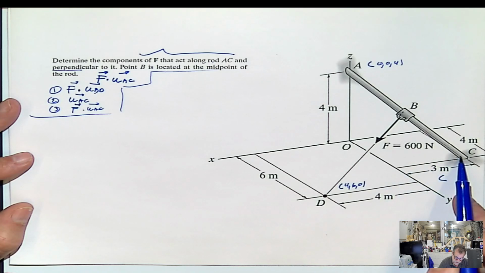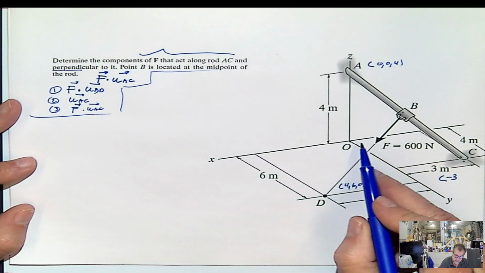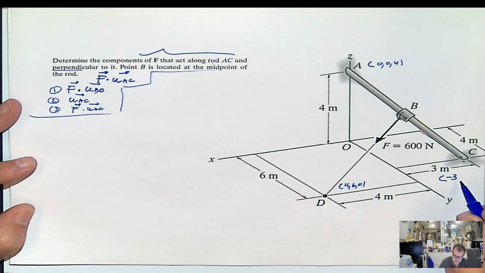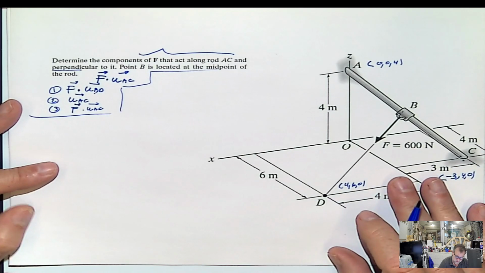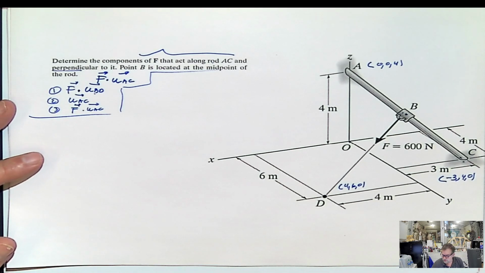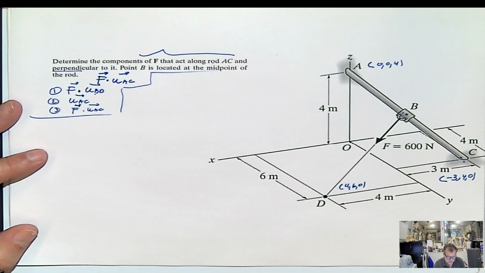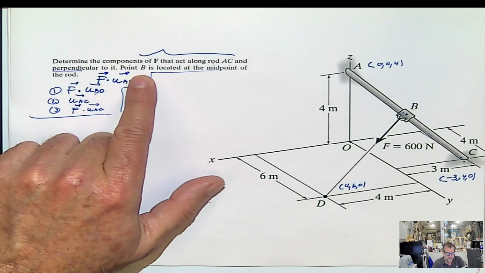What are the coordinates of the point C? 3 in x, but it's not 3, okay? It's negative 3. Why is negative 3? Because this is the 0, this is the positive side, so that's negative. Negative 3, 4, 0, because it's over the xy plane. And what are the coordinates of the point B? Oh, danger, Will Robinson, danger. It says it here, it's located at the midpoint of the rod.